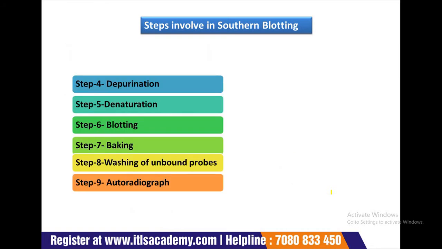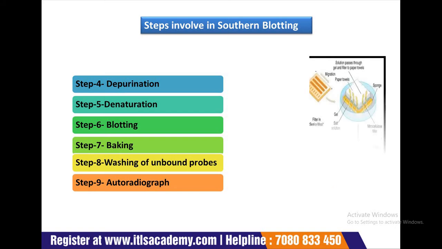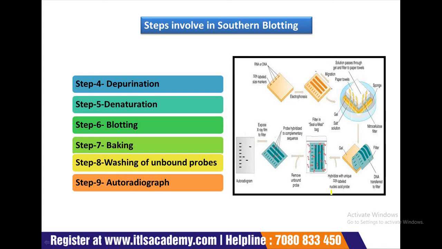So next we are going to discuss baking. The membrane is then exposed to a hybridization probe, which is a single DNA fragment with a specific sequence whose presence in the target DNA is to be determined. The probe DNA is labeled so that it can be detected, usually by incorporating radioactivity or tagging the molecule with a fluorescent or chromogenic dye.